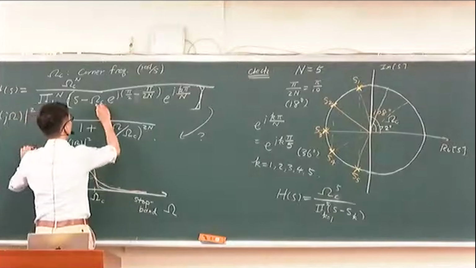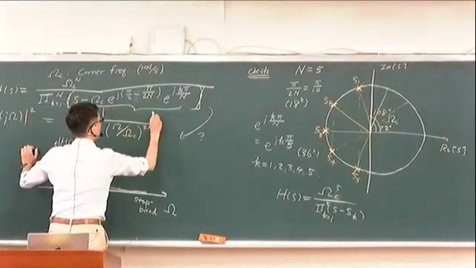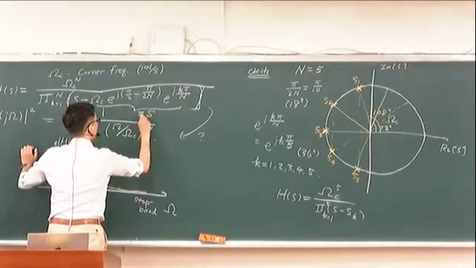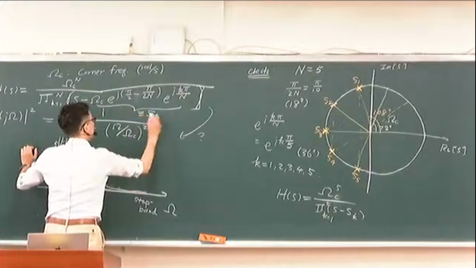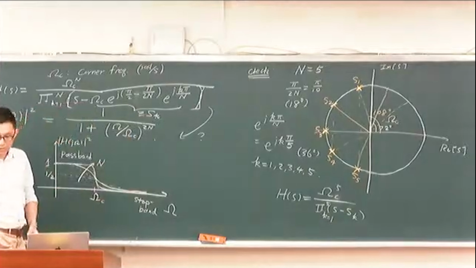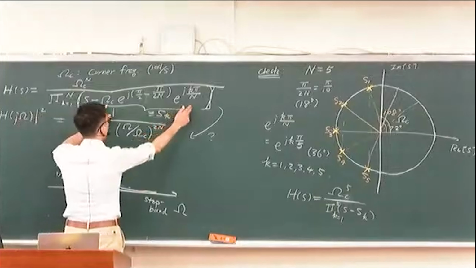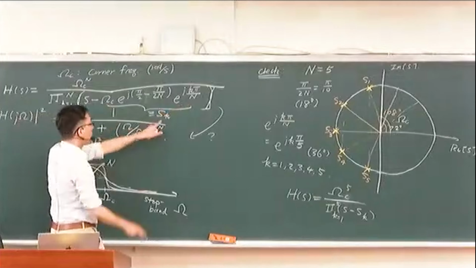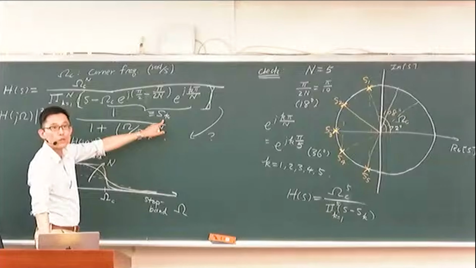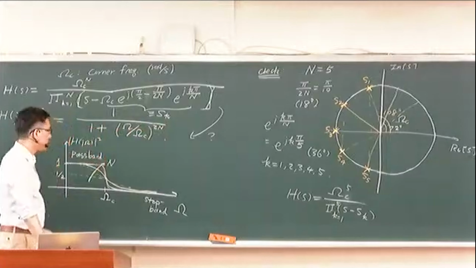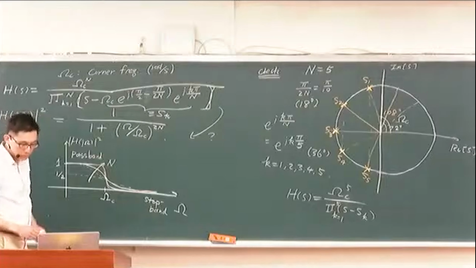Now basically I'm just calling this entire term k, okay? What I'm doing is replacing the entire expression for each root by denoting them S1, S2, S3, S4, and S5. Okay, so that's the first step.